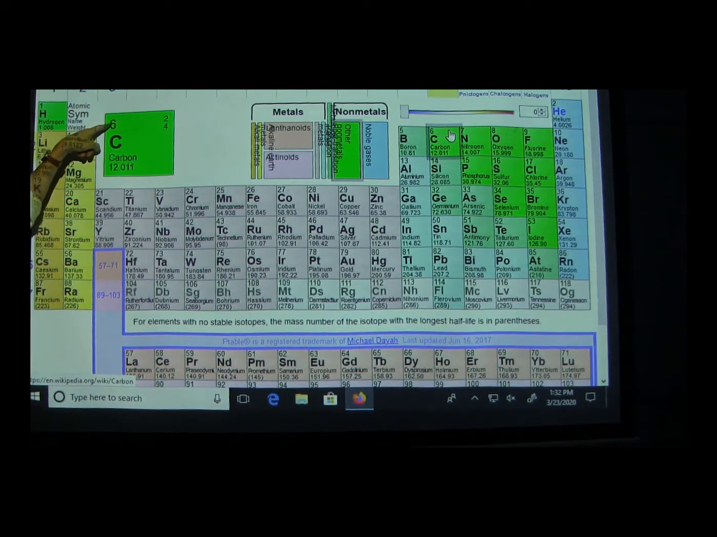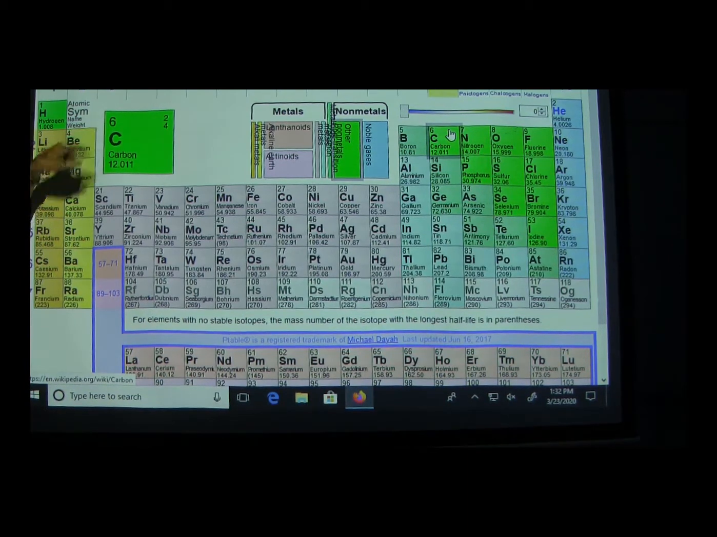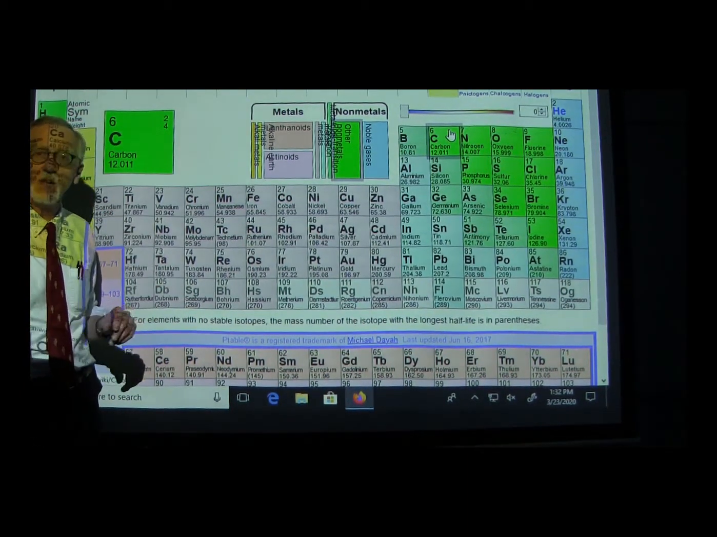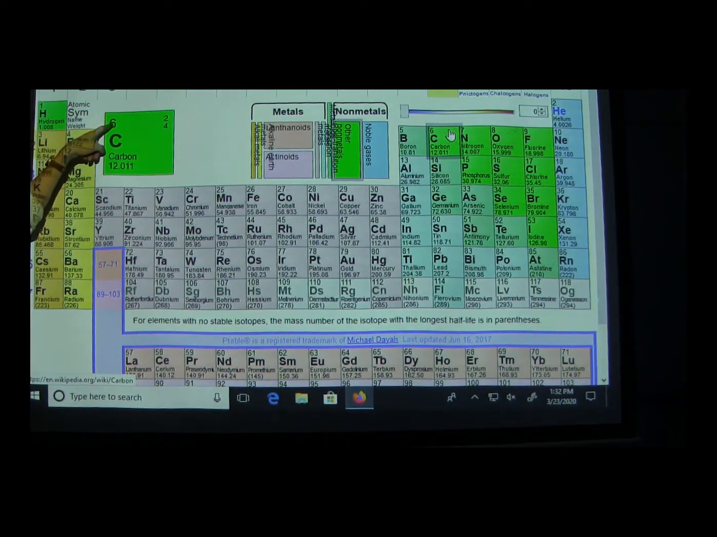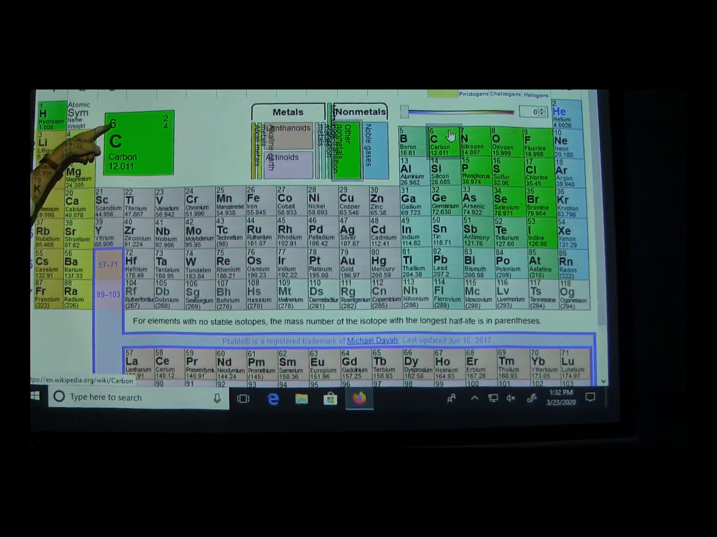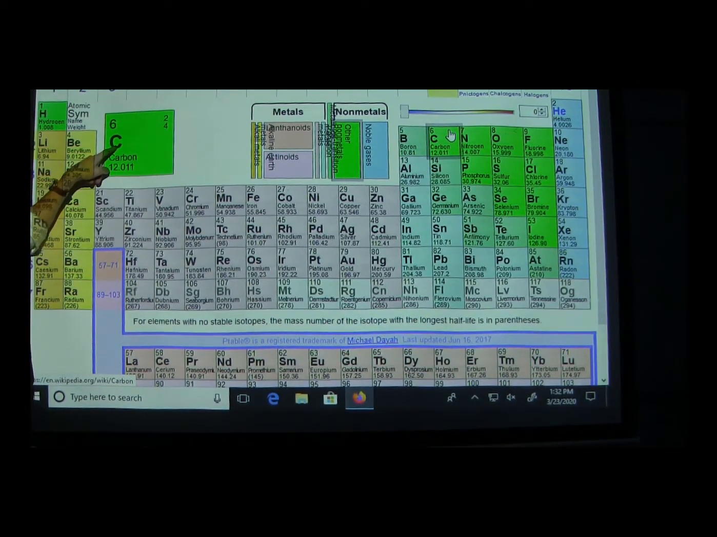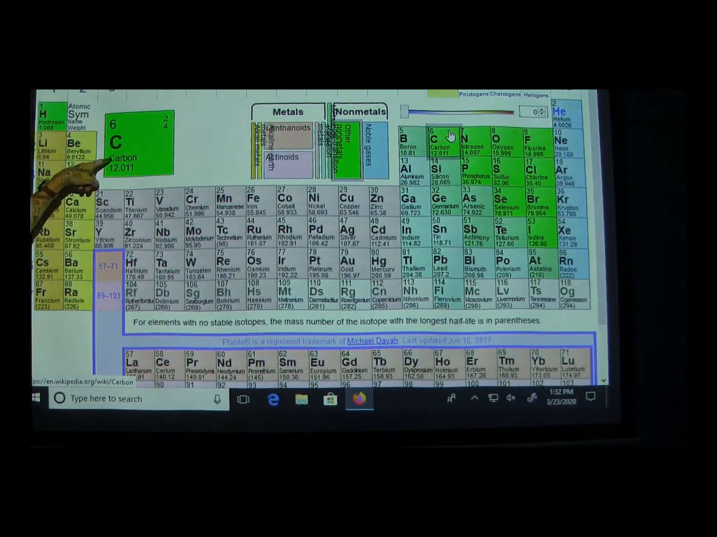There's the atomic number, which for carbon is 6. Now this tells us that carbon has 6 protons in the nucleus. That's why it's element number 6, or atomic number 6. It gives us the chemical symbol, which is just a single capital letter C. Tells us what the element is, carbon.